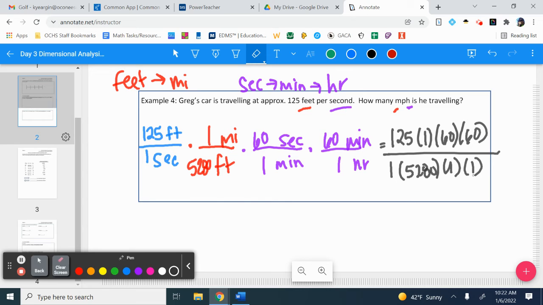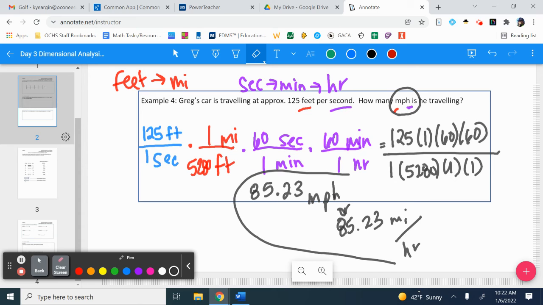When you type this in, you actually get 85.227. We're going to round that to 85.23. Just do some rounding here. And don't forget that my last unit of measure is miles per hour. You could also write it as 85.23 miles per hour, or if you wanted to write out each one using words, that would be fine too.